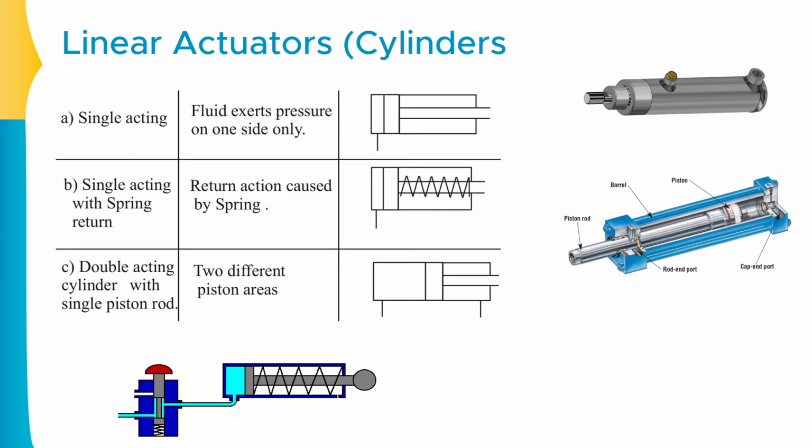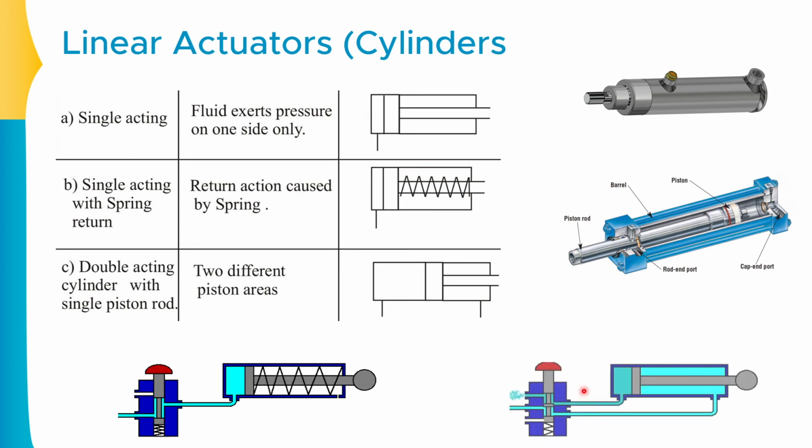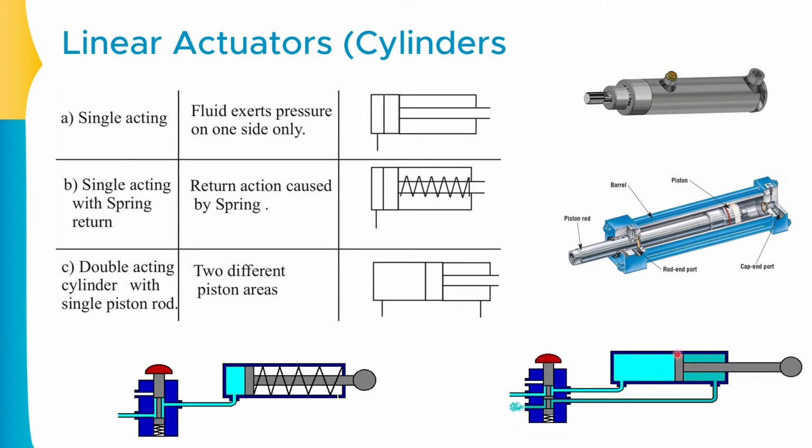Clear? Let me just show you with the help of one animation. As you can observe, this is the similar representation and this pressure is coming from here, pressurizing this area, and the piston will move. Once done, the second line will be activated, which will actually help to return this specific piston. So this is how the double acting cylinder with the single piston rod will work.